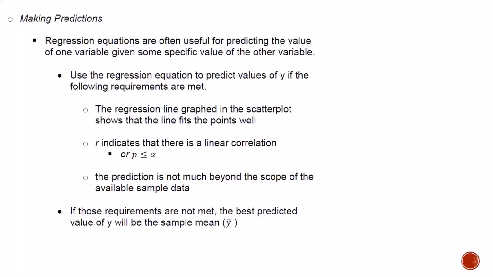One, before you start using a regression line to make predictions, you should make sure that the following requirements are met. One, that the regression line graphed in the scatter plot shows the line fits the points well. If it doesn't, then this whole thing is silly, right? You should also know that your p-value is less than your significance level, and your prediction should not be much beyond the scope of the data, right? What do I mean by that? Let's say this is your data, right?